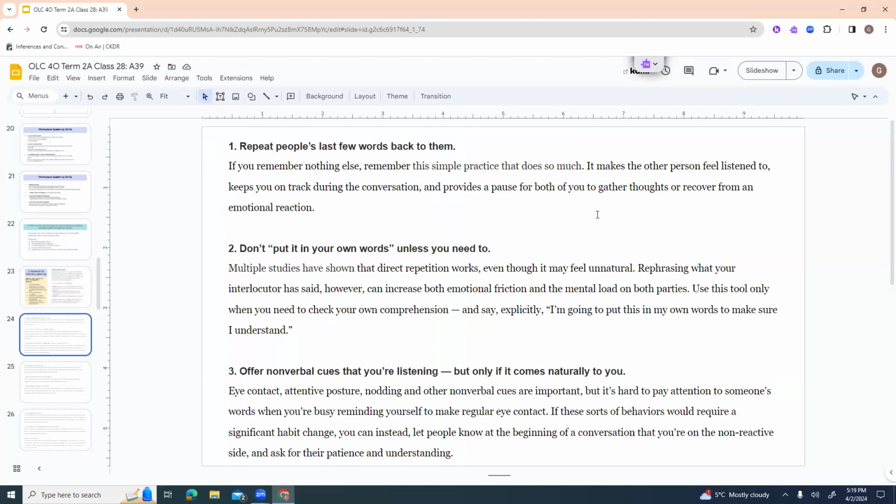One, repeat people's last few words back to them. If you remember nothing else, remember this simple practice. It does a lot. It makes the other person feel listened to. It keeps you on track during the conversation because you're making sure you heard their exact words. And it provides a pause for both of you to gather your thoughts and recover from an emotional reaction.